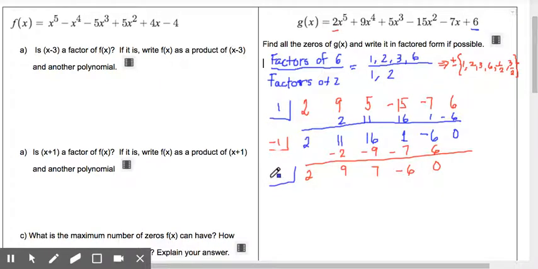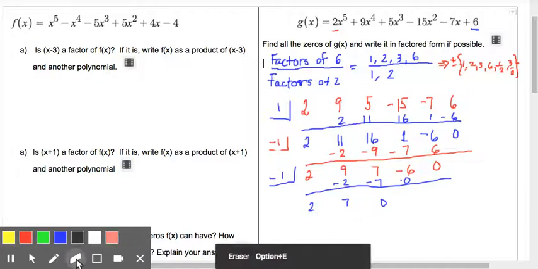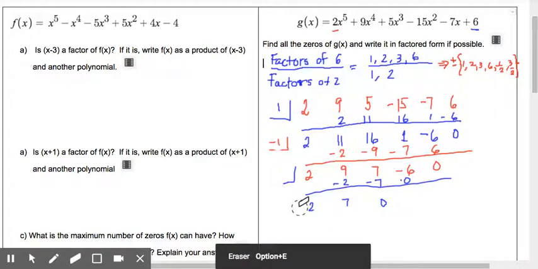Let's see if negative 1 will work again. Okay, so let's try that. If not, then we find something else. So bring down the 2. 2 times negative 1 is negative 2. 9 minus 2 is 7. 7 times negative 1 is negative 7. This gives us a 0. 0 times negative 1 is 0. And that's not a 0. So that means negative 1 is not a double 0.